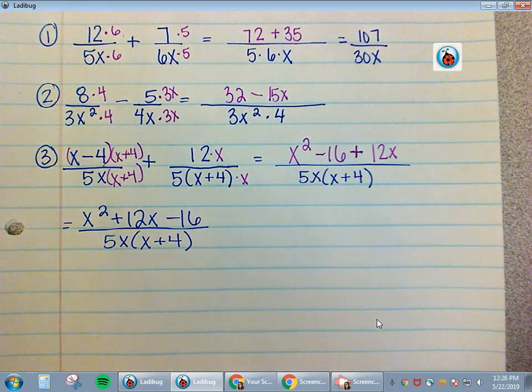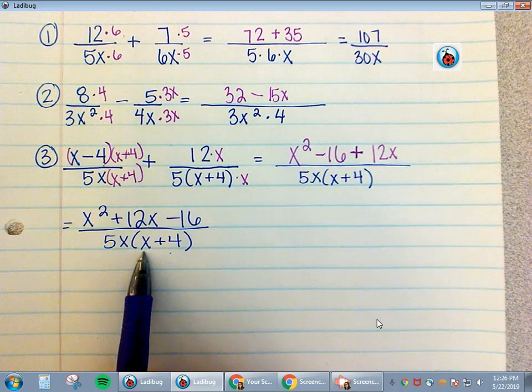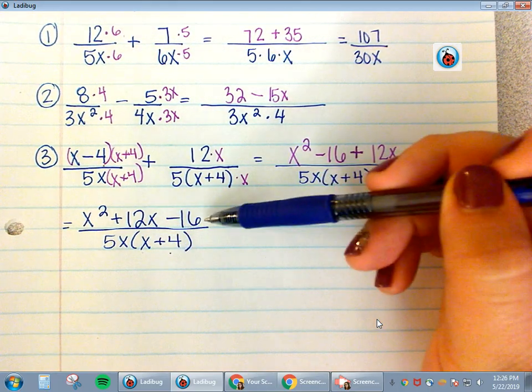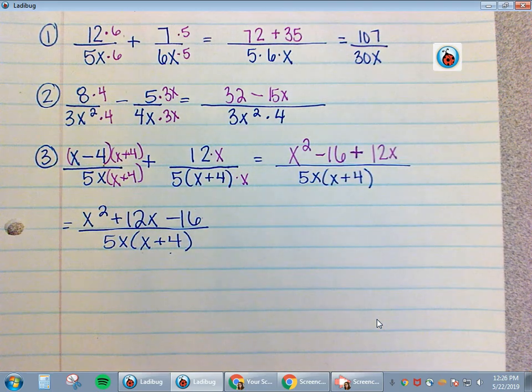Before I say we're done, let's double check there's nothing we can do if we factor and simplify. So let's see if we factor this, will it help out and cross another term off? Factors of 16 that add to 12 would have been 8 and 2. Nope, that wouldn't have worked. 4 and 4 wouldn't have worked. 1 and 16 would have worked. So this one, that's all we can do.